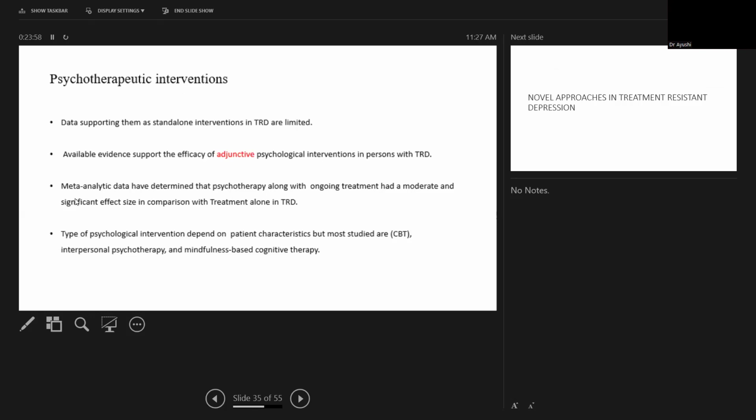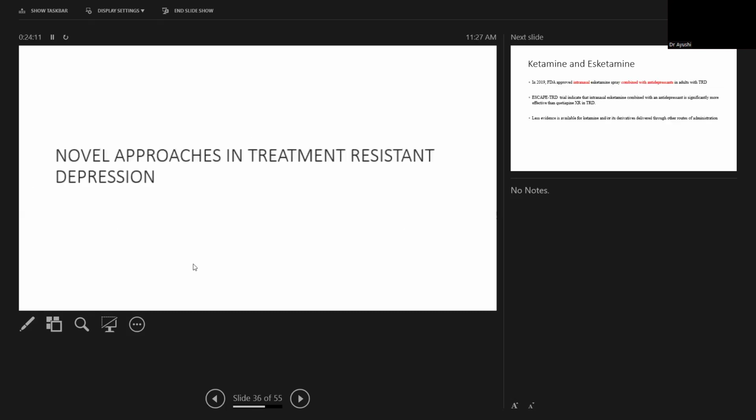Now, the psychotherapeutic intervention. For standalone use of any psychotherapy, the research is limited, the data is limited. However, the evidence supports efficacy of adjunctive psychological intervention in persons with TRD. Then, novel approaches in the treatment-resistant depression.